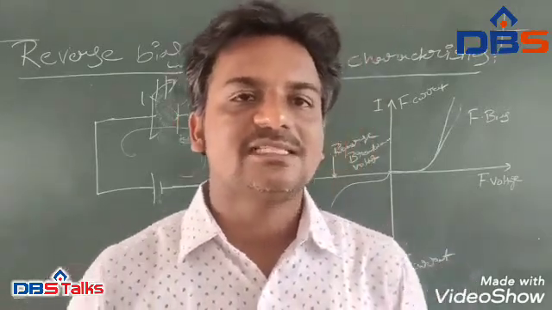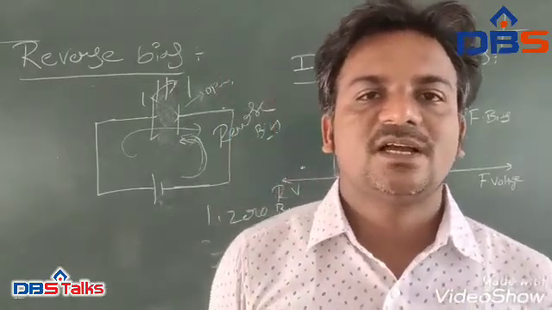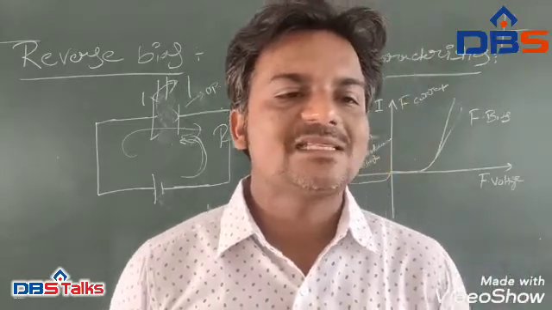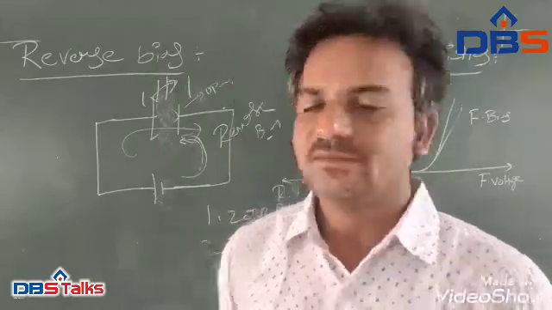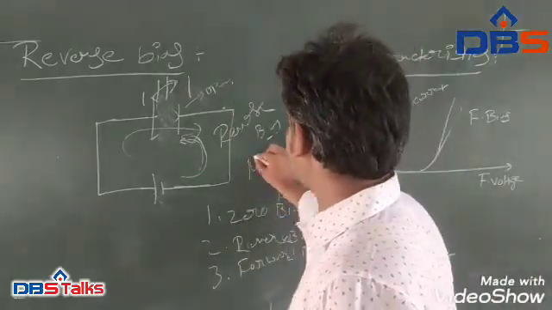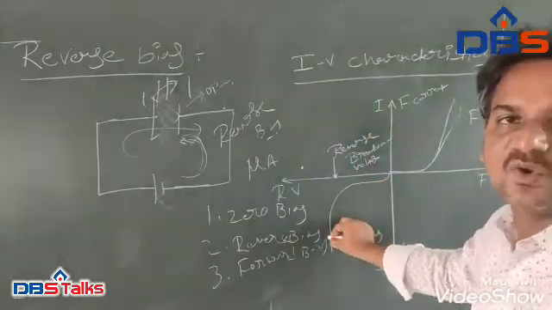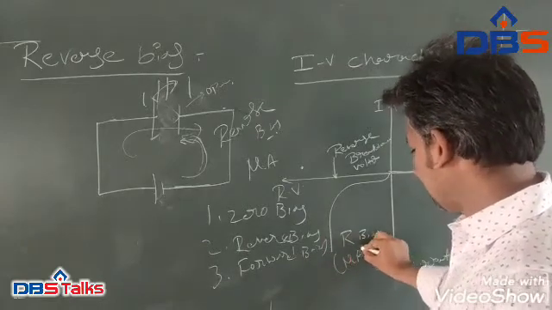So next we have to see, due to this reverse bias condition, a very small leakage current does flow through the junction, which can be measured in microamperes. So this small reverse current will flow within the device, and it will be measured in microamperes.